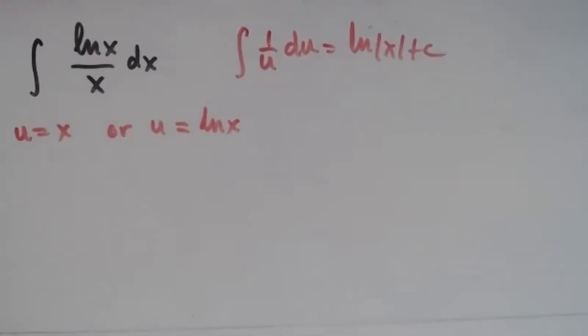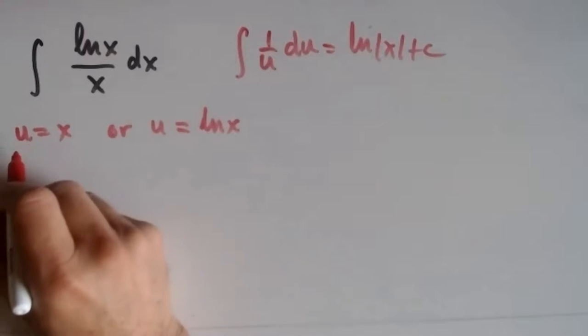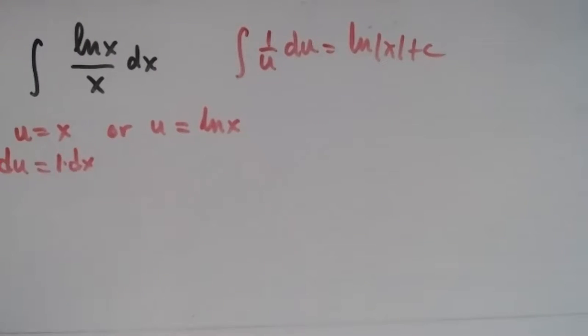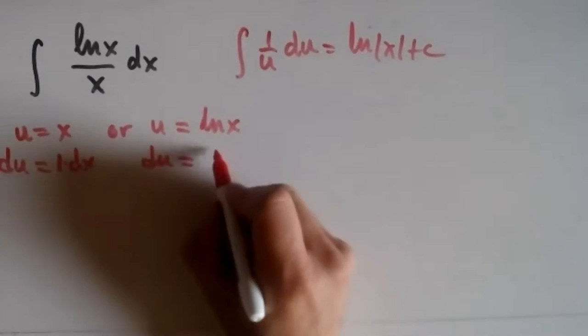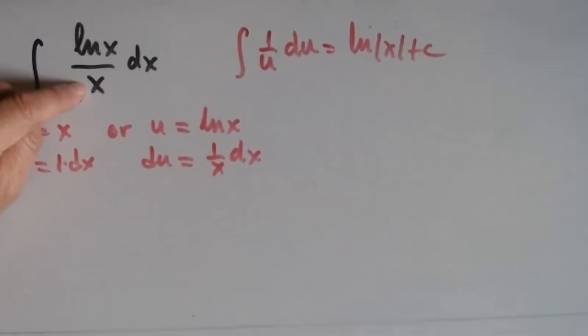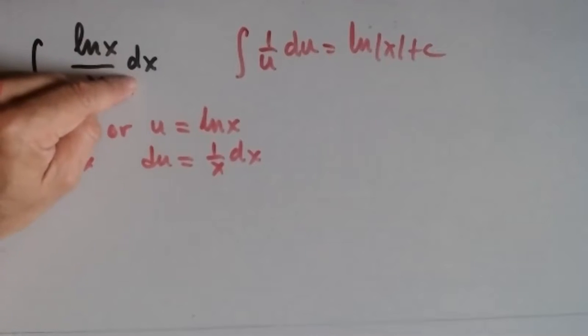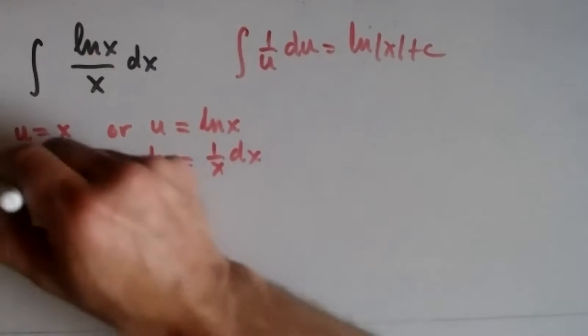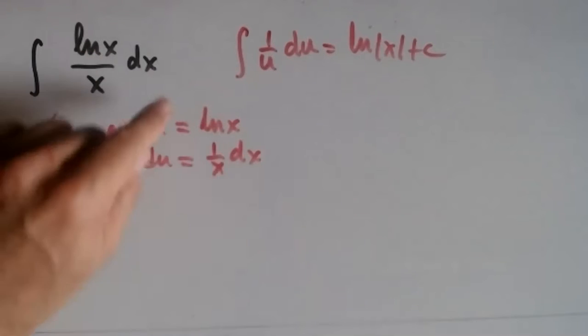ln x. Because there is not too much you can do with du, and you know that this is 1 times dx. If you take du here, it is 1 over x dx. So which one of these two options gives me the best answer? Here I have the u right here, but I have a 1 with the dx and ln x with the dx, so I cannot cancel this one out. So this doesn't work.